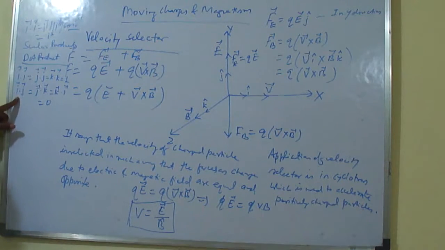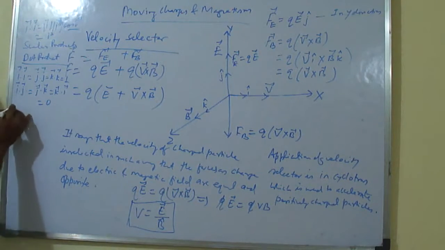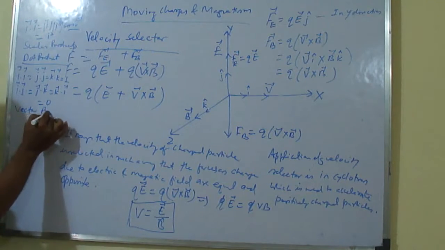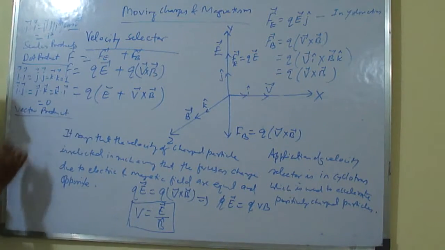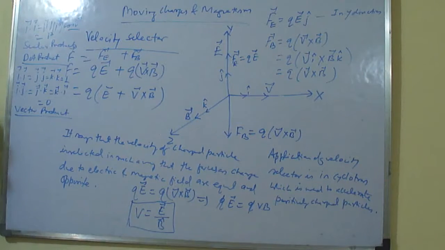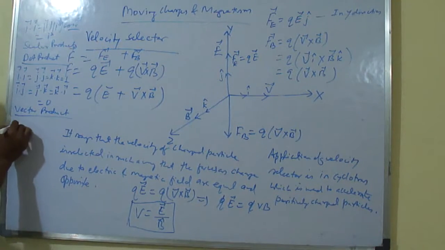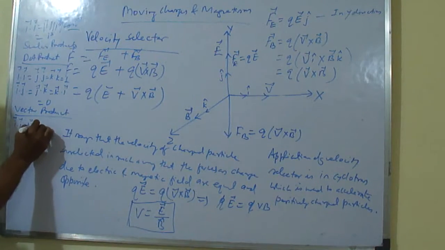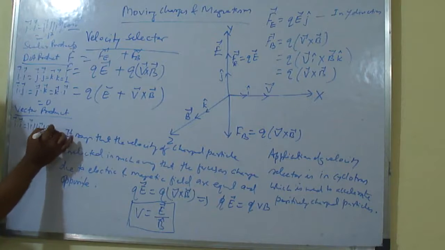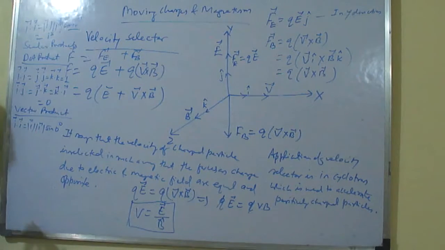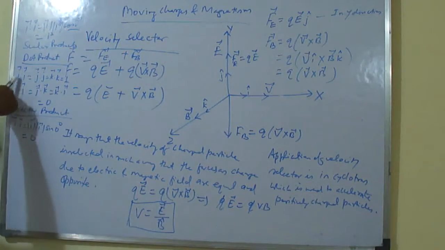I dot J. What is the angle between both of them? I and J, 90 degree. X and Y axis are 90 degree. Similarly, all are 90 degree. So cos 90 is equal to 0, so it has become 0. Now vector product. If you are going for I cross I, then what is the angle? I magnitude, I magnitude, sin 0 degree, so it will become 0.